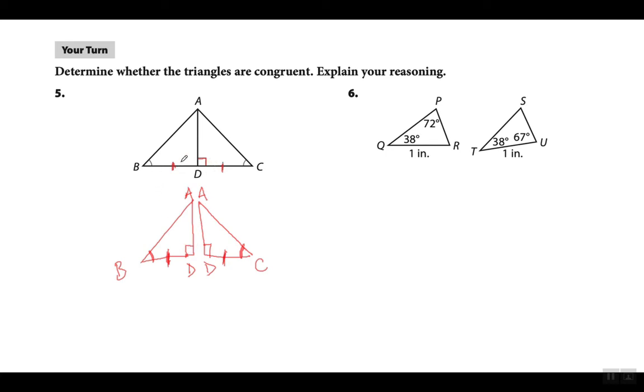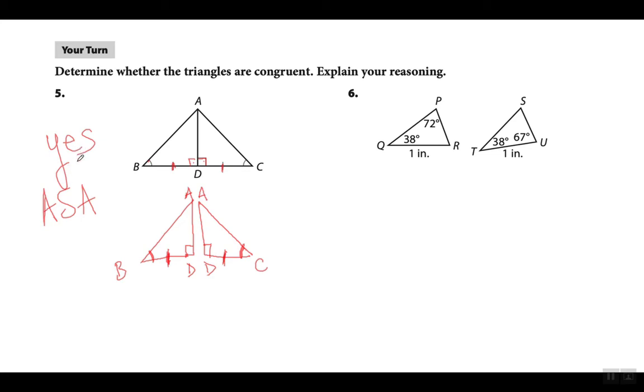So because of ASA, angle, side, angle, yes, these triangles are congruent. ASA. Por ángulo, lado, ángulo, estos triángulos son congruentes.